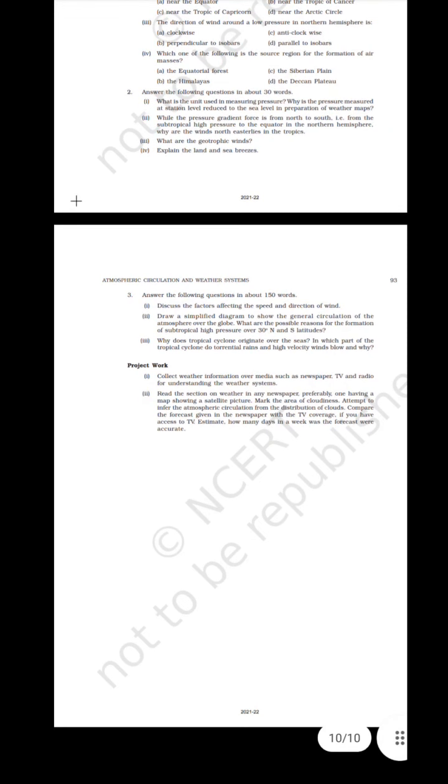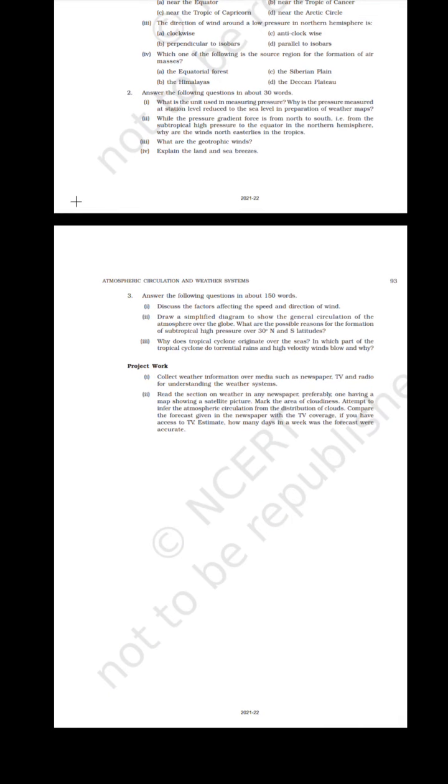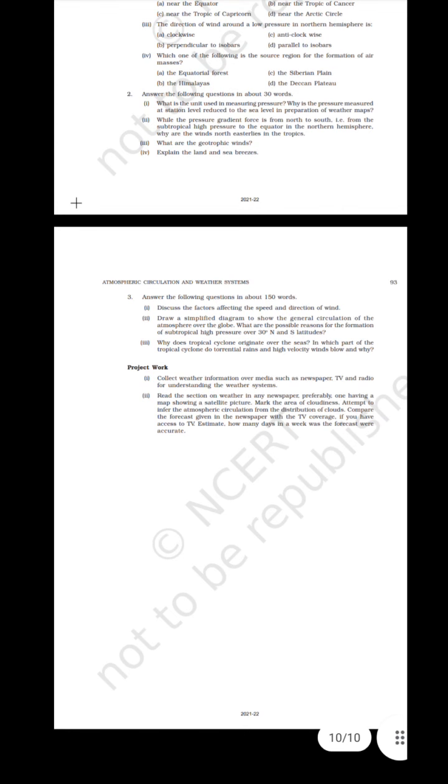Project work. Collect weather information over media such as newspaper, TV, and radio for understanding the weather systems. Read the section on weather in any newspaper, preferably one having a map showing a satellite picture. Mark the area of cloudiness. Attempt to infer the atmospheric circulation from the distribution of clouds. Compare the forecast given in the newspaper with the TV coverage. If you have access to TV, estimate how many days in a week the forecasts were accurate.